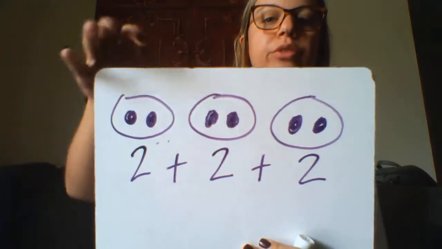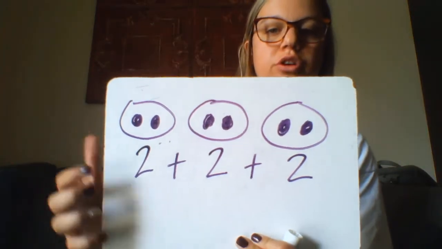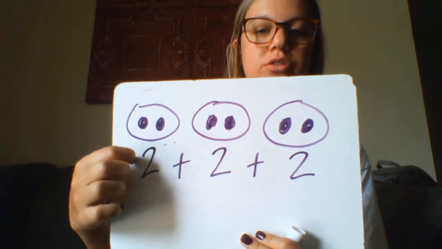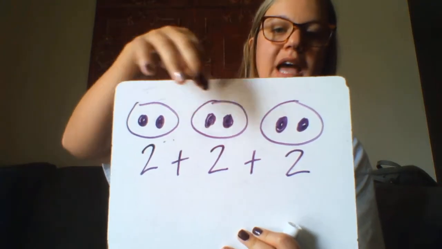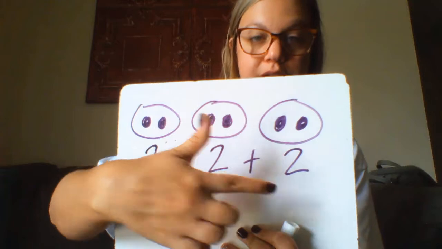Last week we did what was called repeated addition, where they had the same number and they just added it over and over again. So it was something kind of like this. I had three groups with two in each group, and then I just added the number in each group. So 2 plus 2 plus 2. Since I had 3, I added it 3 times.